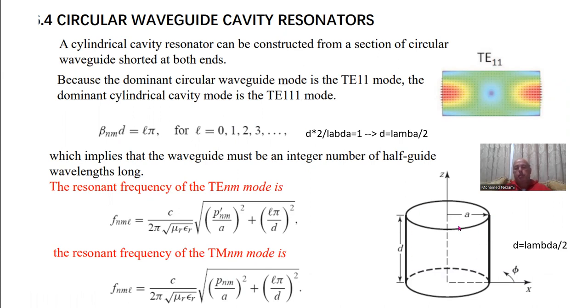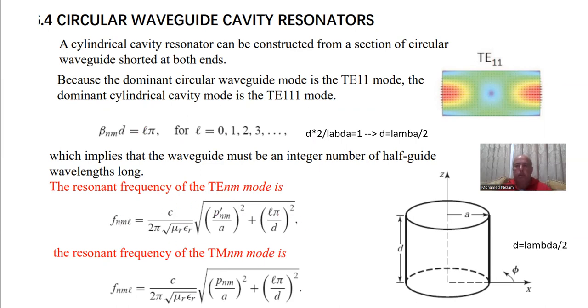As an example, let's see this, just to refresh your memory. We have a cylindrical cavity like this. The way we determine the resonance frequency is by the length of the cavity and the radius or the diameter of the cavity. And we know that the length has to be a multiple of a half wavelength, so beta d is equal to l pi, with l being 0, 1, 2, 3, and so on. So it's multiples of a half wavelength, okay? The resonance frequency for the TE and TM nm modes is given by these two formulas.